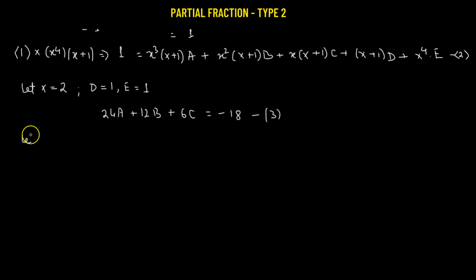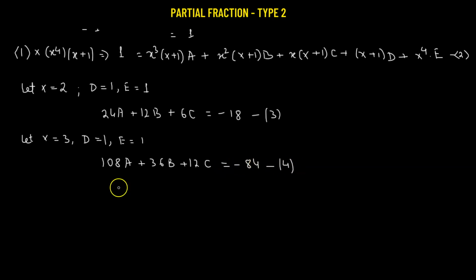Then we are going to take another value of x. So we're going to consider x to be equal to, let's say, 3. If we take x equals to 3, including d and e equal to 1, we're going to get the other equation, which is 108a plus 36b plus 12c equals negative 84. We're going to consider it as equation number 4.